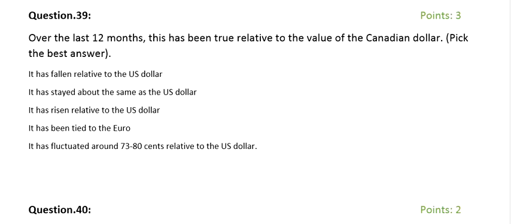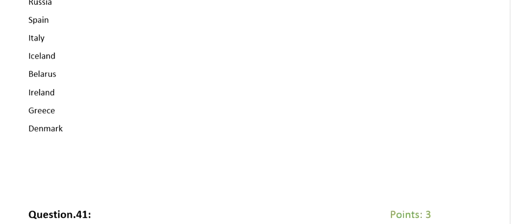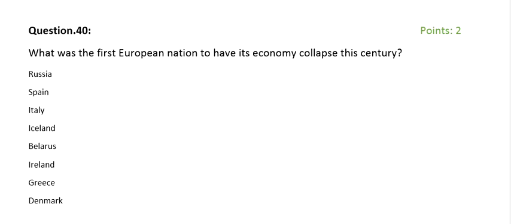Question 39. Over the last 12 months, this has been true relative to the value of the Canadian dollar: it has fluctuated around 70 to 80 cents relative to the US dollar. 3 points. Question 40. The first country in Europe from the list whose economy collapsed during this century is Iceland. 2 points.